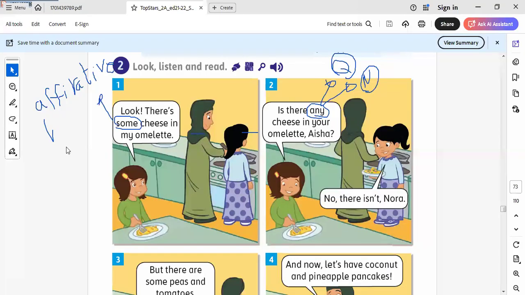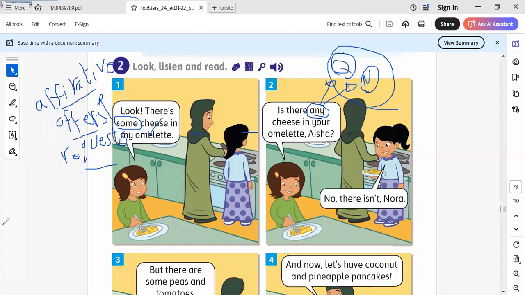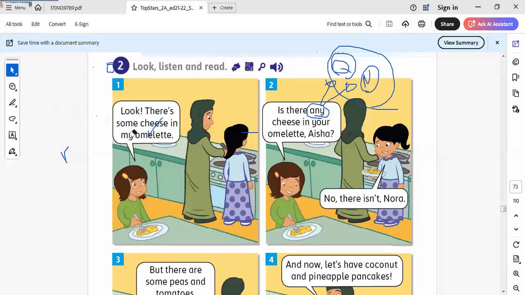I would like to say offers and requests. I made a mistake here. Offers and requests, all these are uses of some. Here is the difference between some and any. Any is used in two forms, question form and negative form. Some is used for affirmative form, for offers and requests. This is the difference between some and any. Let's continue the rest of our unit today.